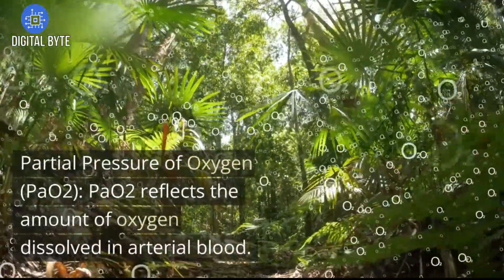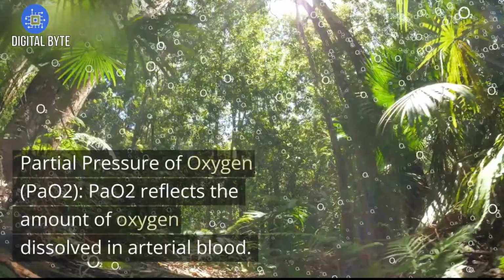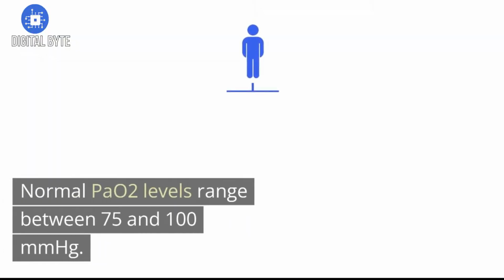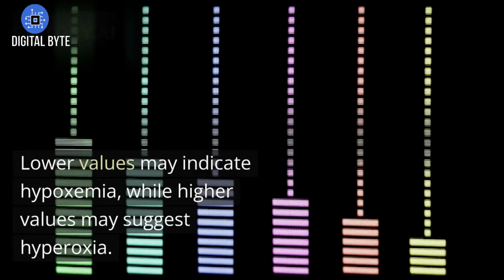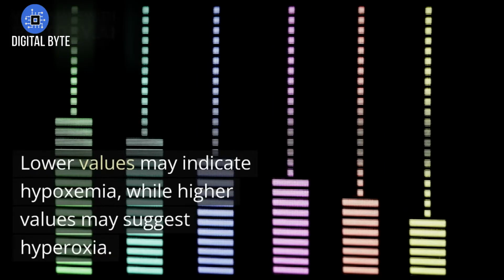Partial pressure of oxygen, PaO2, reflects the amount of oxygen dissolved in arterial blood. Normal PaO2 levels range between 75 and 100 mm of mercury. Lower values may indicate hypoxemia, while higher values may suggest hyperoxia.